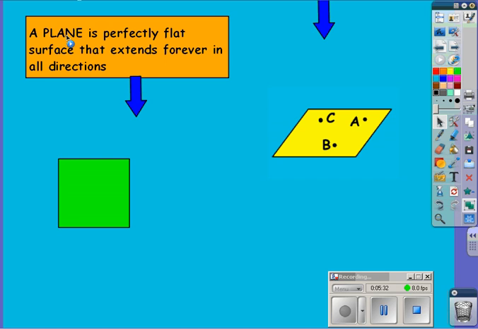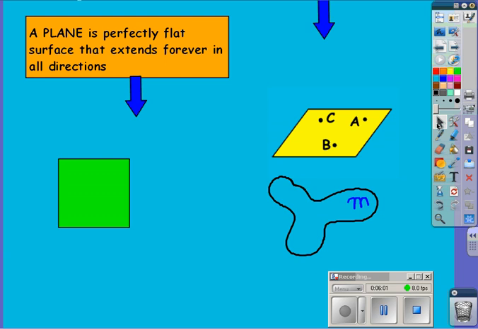Now, a plane does not have to be a parallelogram. A plane does not have any specific shape. If I draw that, that's a plane. All right, I could maybe call that plane M. And in your book, you will notice that sometimes a plane will just have points on it. Sometimes a plane will have a capital cursive letter on it.